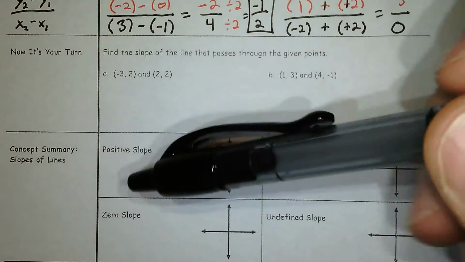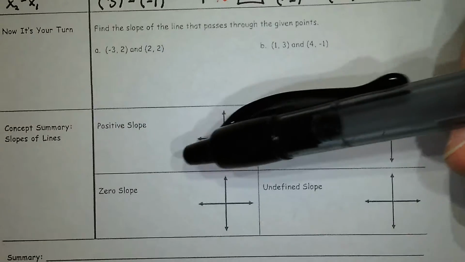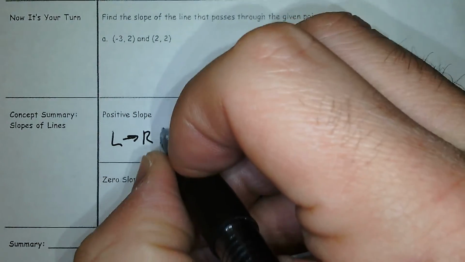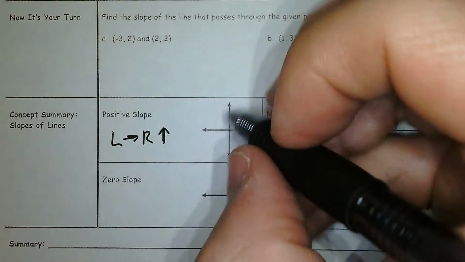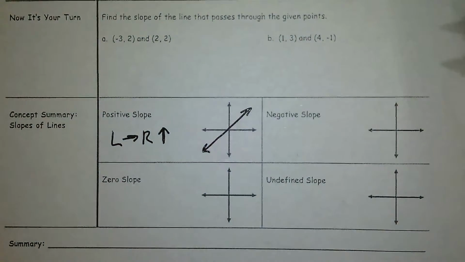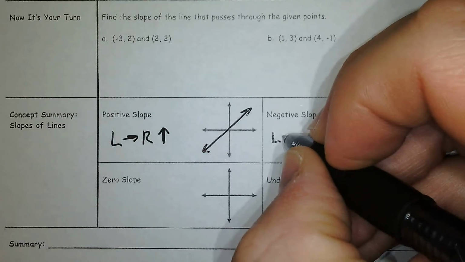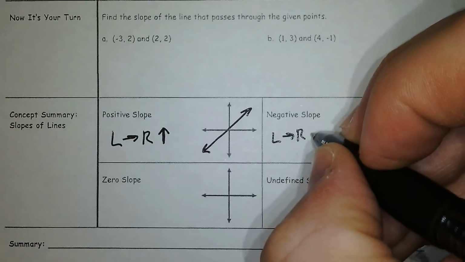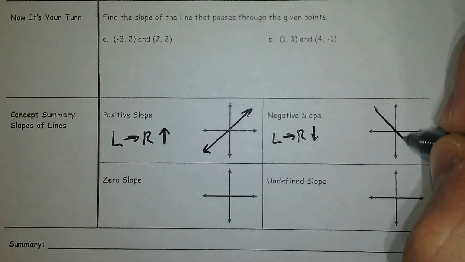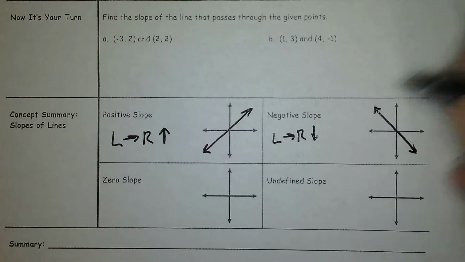Okay, for this next one, real quick here. Remember, we already kind of talked about this. Positive slope. We always want to read from left to right. And if it's going upwards in a positive direction, that's positive. So from left to right, my graph should be going up. That's positive. A negative slope, if we read it from left to right, should be going downwards. Alright, so left to right, it's going down.